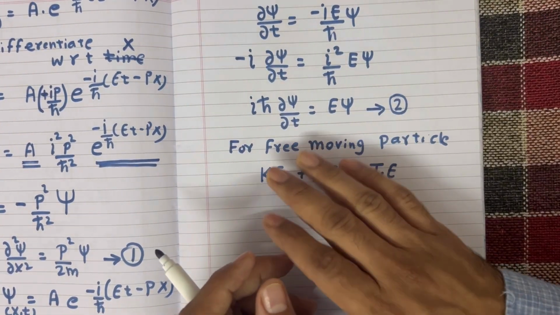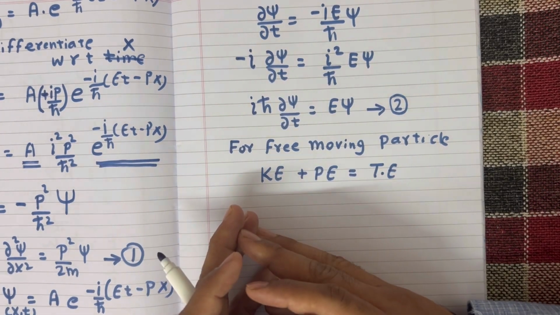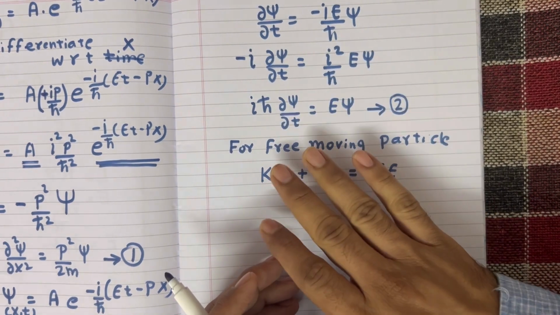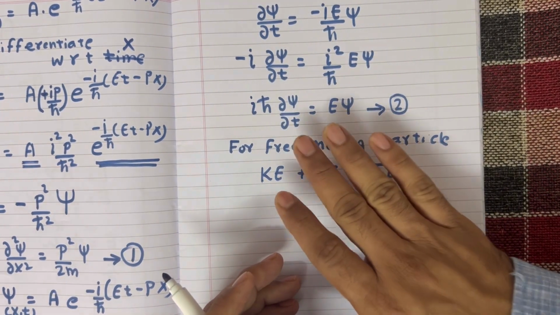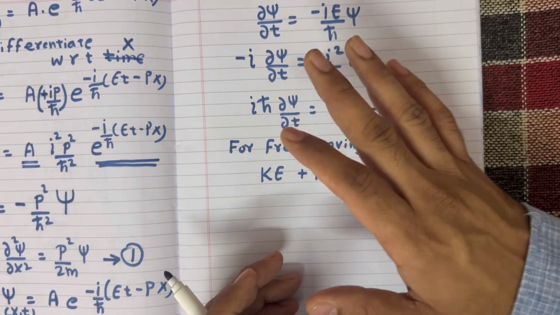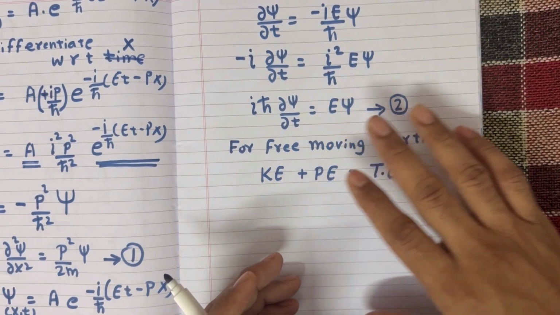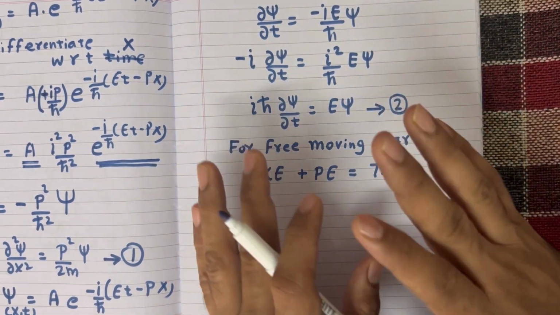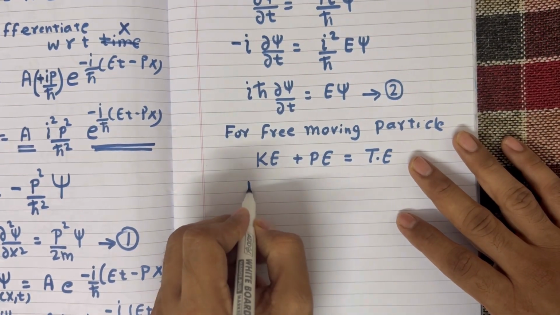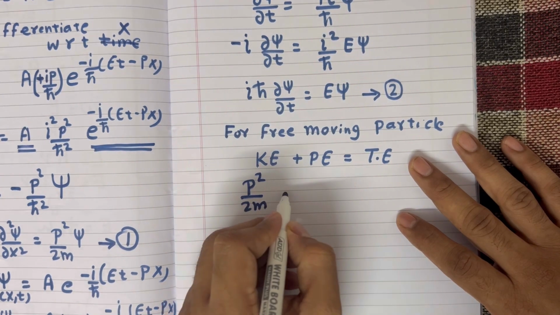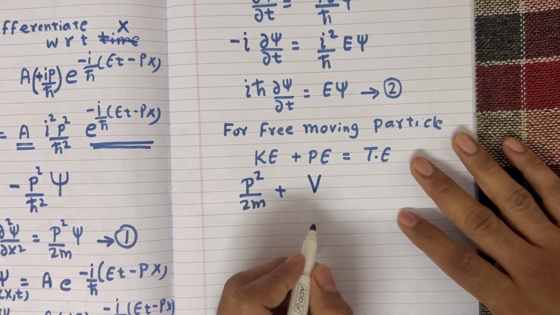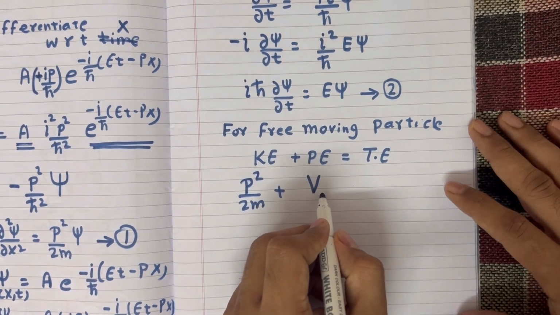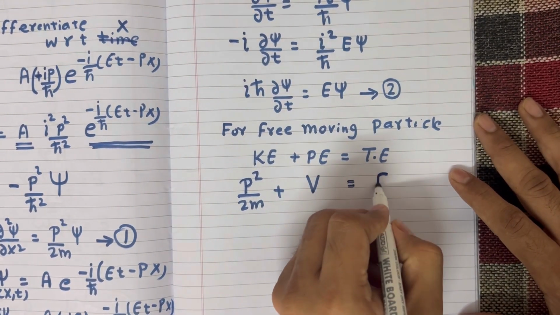See, usually free particles don't have potential energy. That is also true. If a particle is completely free from all forces, it doesn't have any potential energy. Suppose the particle is free, but it is bound by some forces, then it may have a potential energy. Sometimes we take this potential energy to be zero also, but while deriving, we'll keep potential energy. Now, kinetic energy, as we know, is p square by 2m. Potential energy I am denoting by the symbol V. Potential energy may also be a function of x and t both. And total energy, let's write down as E.